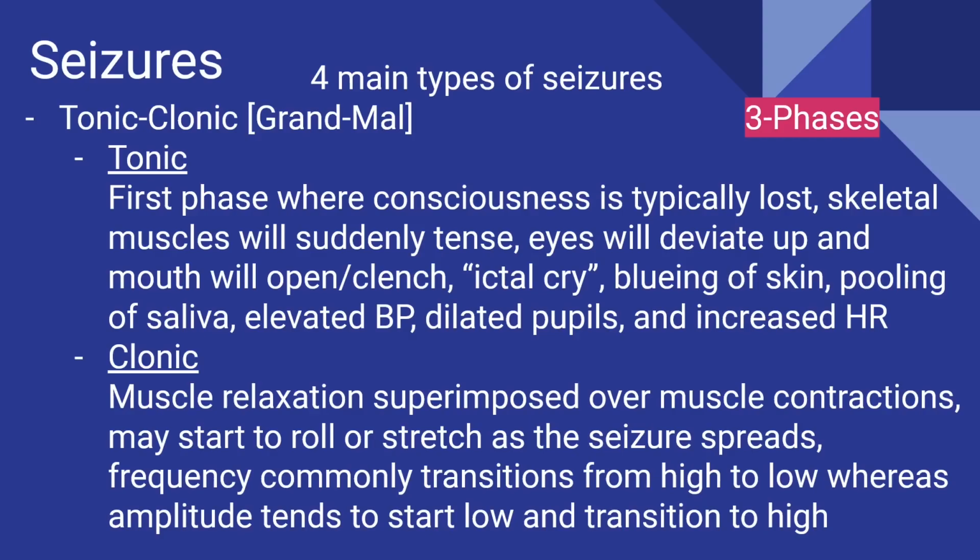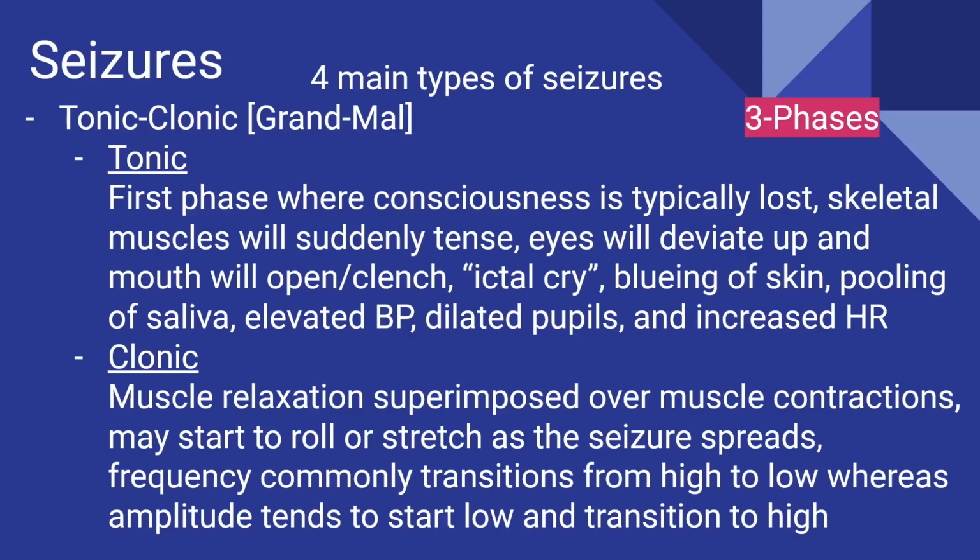So we'll go through each one. That first phase is where typically you see a sudden loss of consciousness. And the skeletal muscles will suddenly tense because you're starting to get a wave of improper electrical activity across your brain. So you'll see a sudden tensing up in this first phase. The eyes will usually roll or deviate upwards, and you can see either the mouth open wide, called an ictal cry, or you'll see it clench.